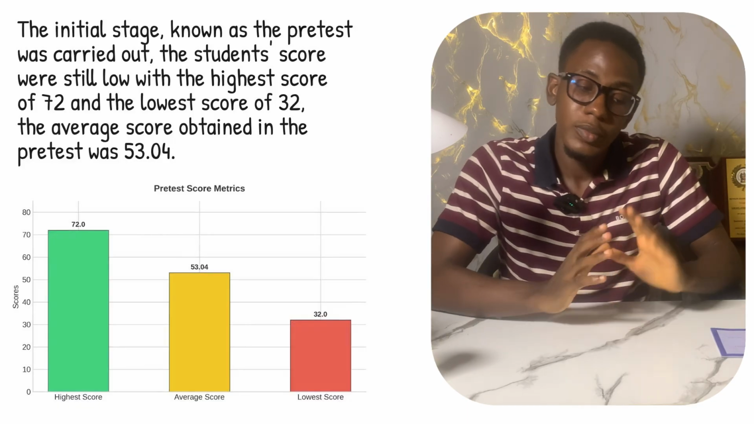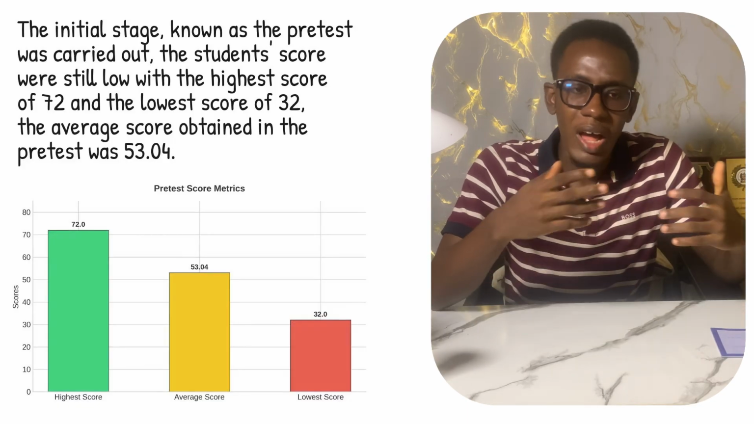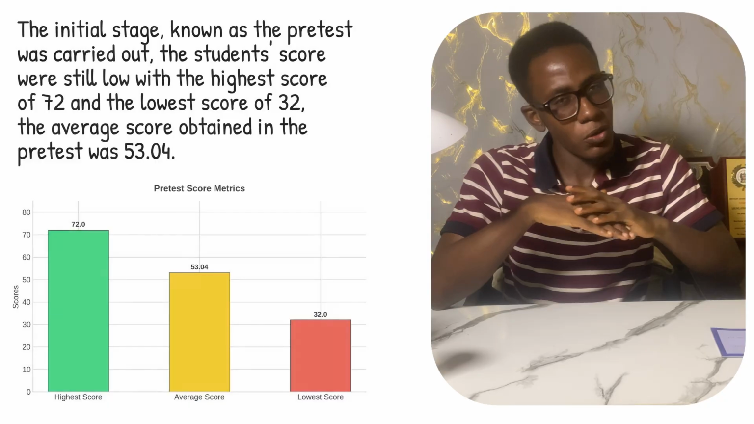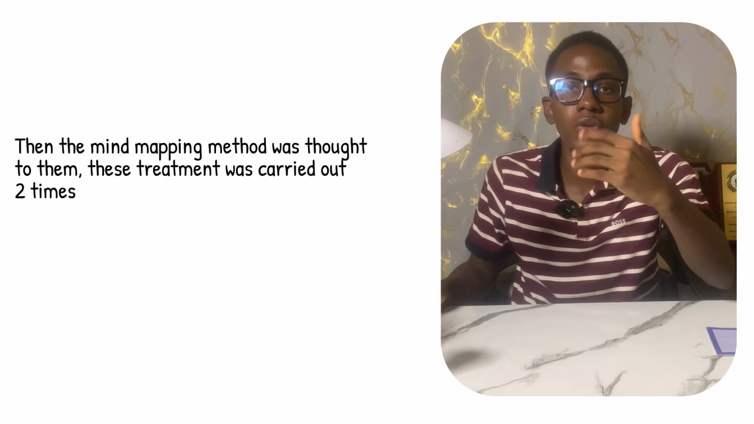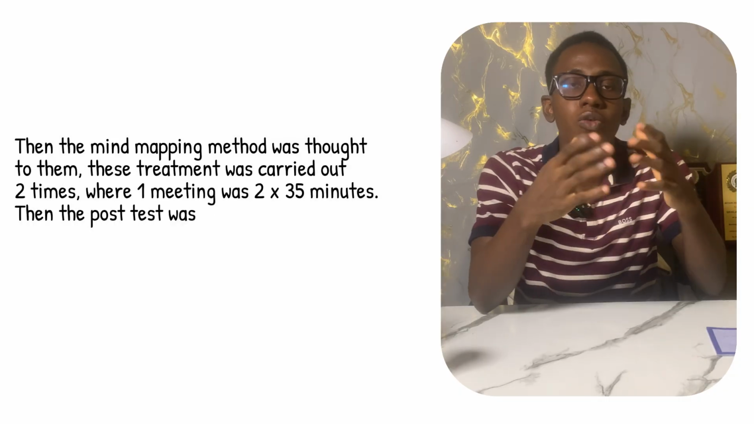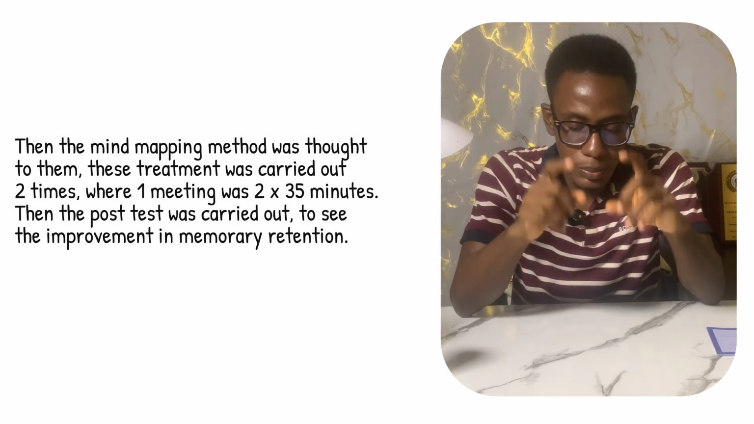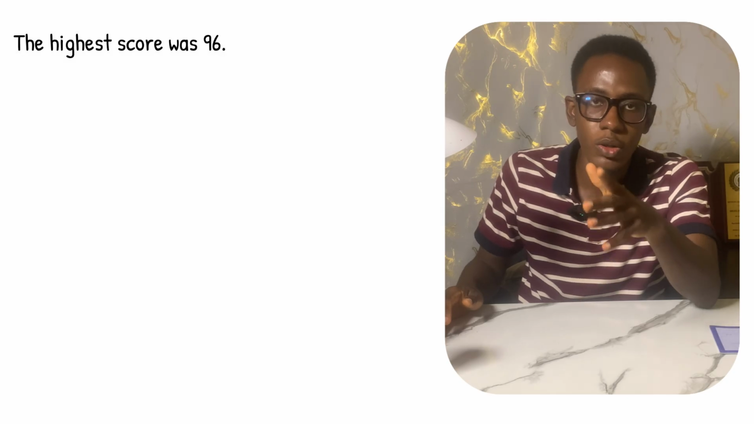So you can see their grades were pretty good. The average score was pretty good, the highest score was good, but that lowest score needs to be worked on. Then another test was given, the post-test. That is when they taught the students the mind mapping technique and told them to implement it in their studies towards taking this particular test. And you will not believe the increase. The highest score on the post-test, after implementation of the mind mapping technique, was 96. Yes, the highest score was 96 compared to the pre-test.